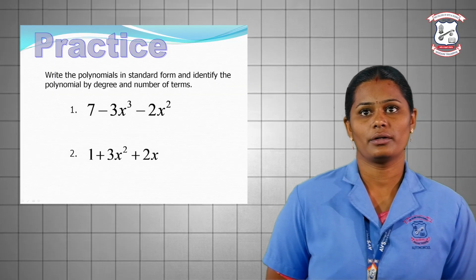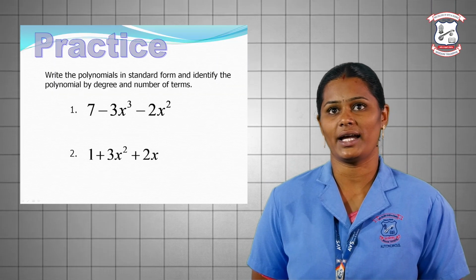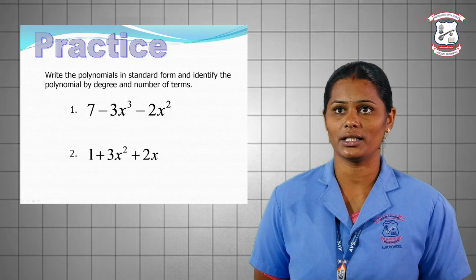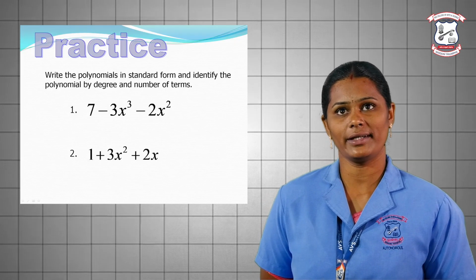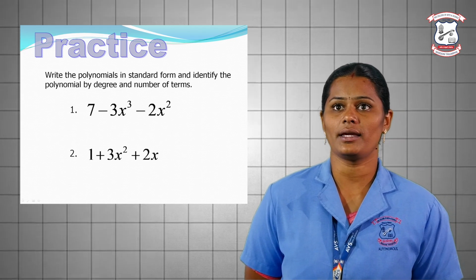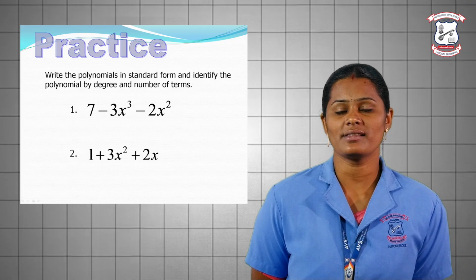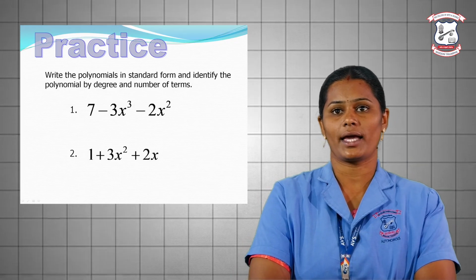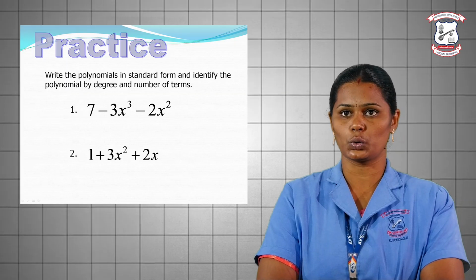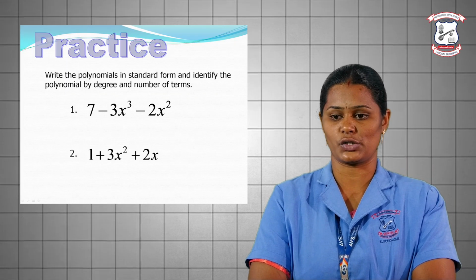Okay, now we are going to write the polynomial in standard form and identify the polynomial degree and number of terms. They are giving two practice sums. The first one is 7 minus 3x cube minus 2x square. And the second one is 1 plus 3x square plus 2x. Okay, let's see the first example's explanation.